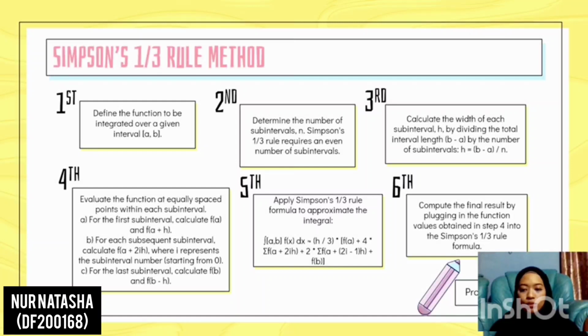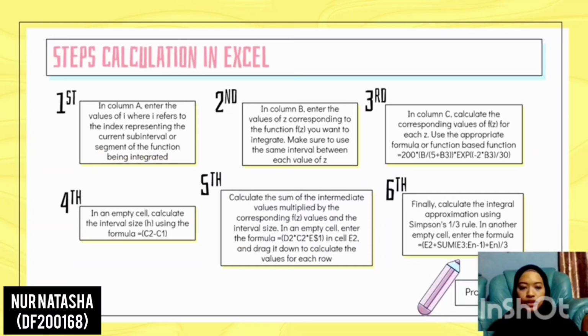And the last one is to compute the final result by plugging the function values obtained in step 4 into the Simpson's 1/3 rule formula. Next are the steps for calculations in Excel. First, in column A, enter the values of i, where i refers to the index representing the current subinterval. Second, in column B, enter the values of z corresponding to the function fz.